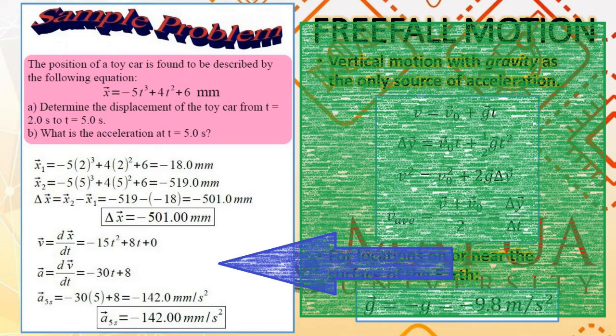And that's it for now. We'll continue our discussion of motion in a straight line. The next topic is free fall motion. We'll discuss free fall motion in the next video.